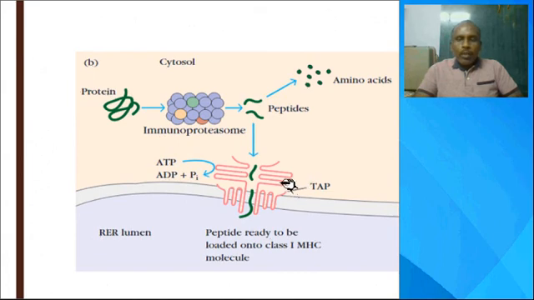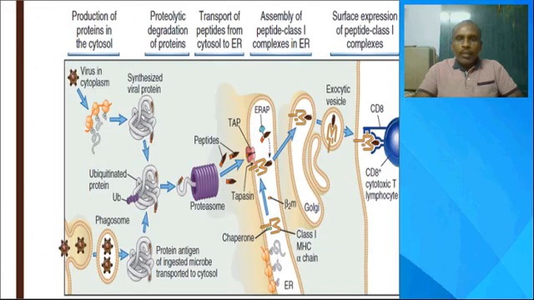These peptides now enter into the ER, the rough ER, through the TAP. TAP means transporter associated with antigen processing. These are termed ABC transporters. ABC means ATP binding cassette, because ATP is required for allowing these peptides in. That's why they are termed ABCs. This action is in the cytosol, which is why it is termed the cytosolic pathway.